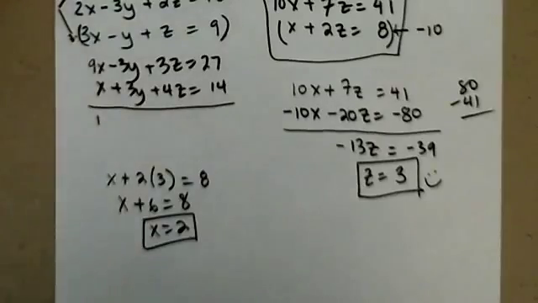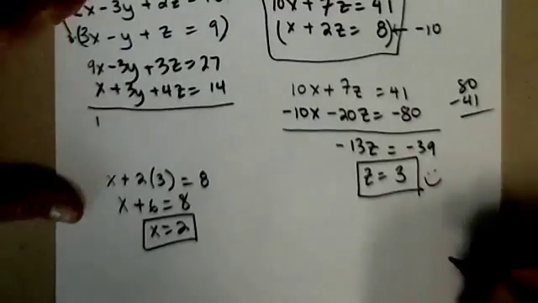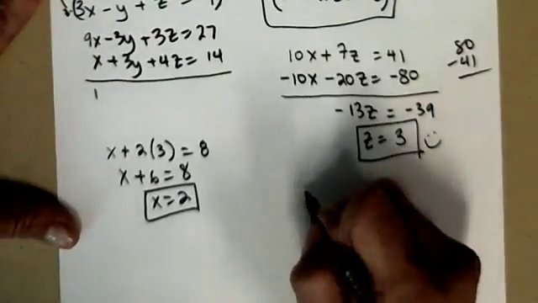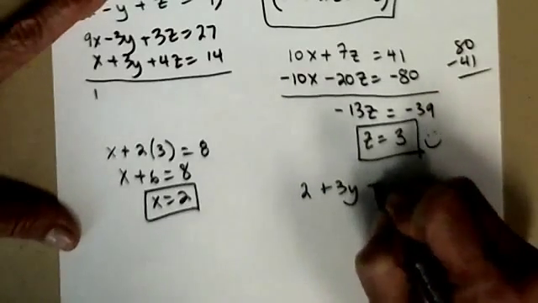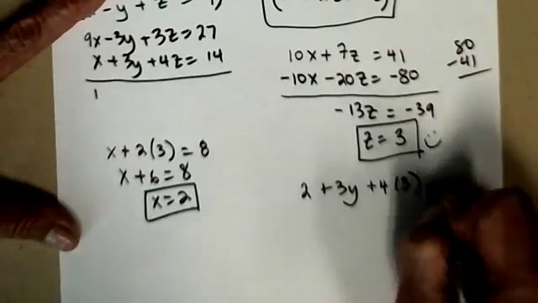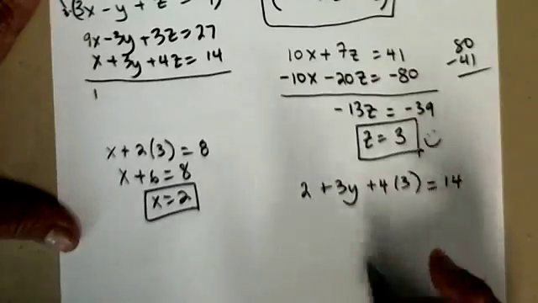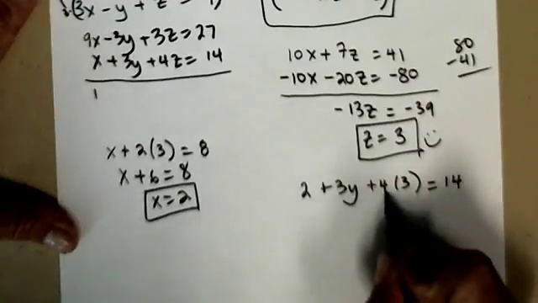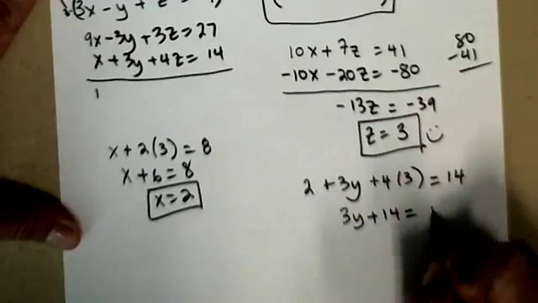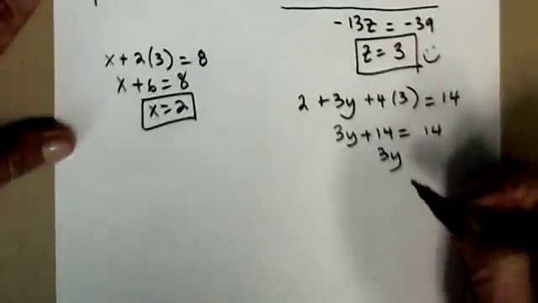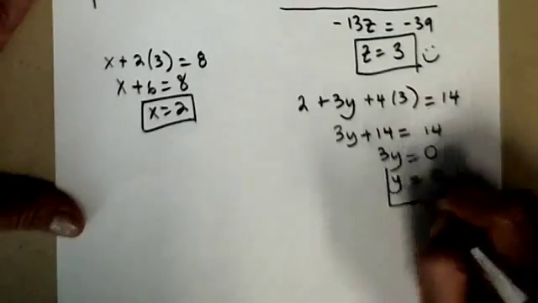To get y, we have to go all the way back up to one of the original equations where we know x, y, and z. So if I grab the top one, which I know is off your screen, but you can look on your notes. So I have x plus 3y plus 4z, z is 3, and that has to equal 14. Okay, so y is the only thing I still don't know. Let's see, 2 and 12 is 14, so 3y plus 14 equals 14. 3y equals 0, so it looks like y is also 0 when you divide the 3 across.